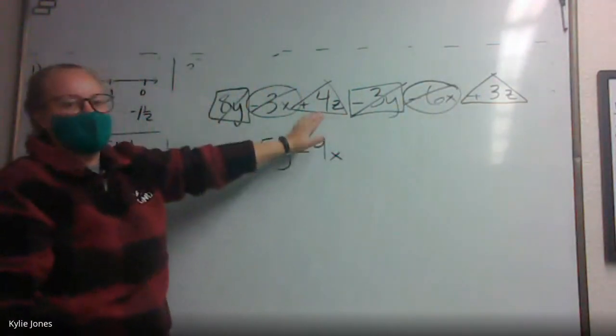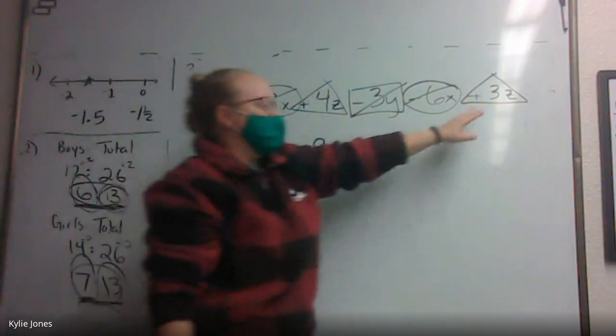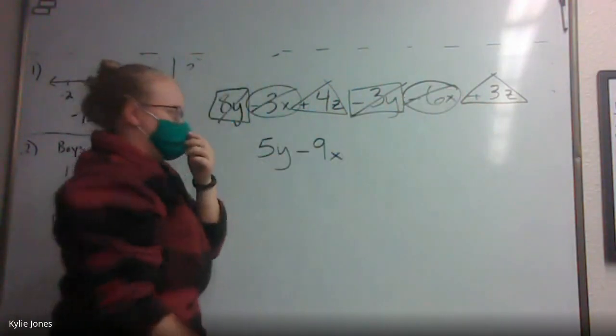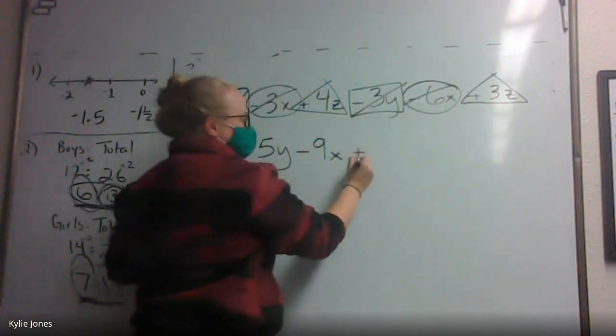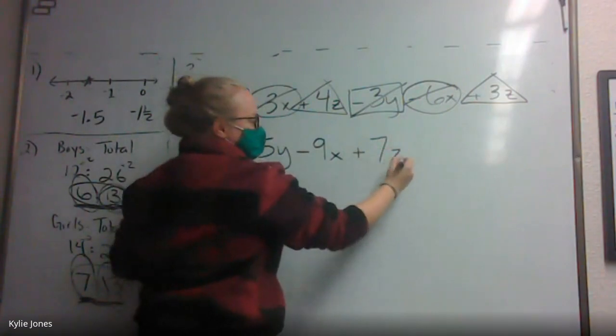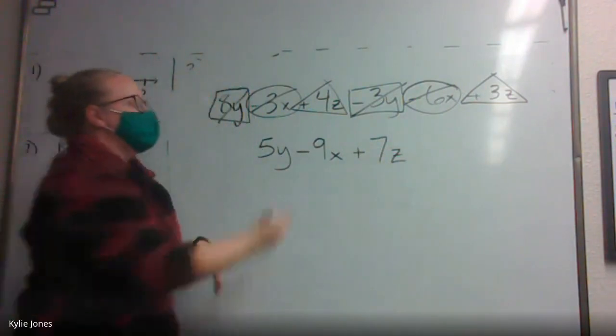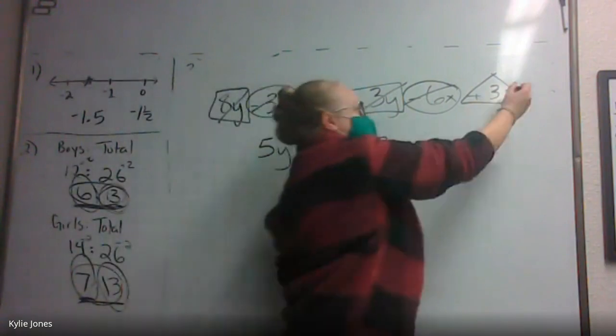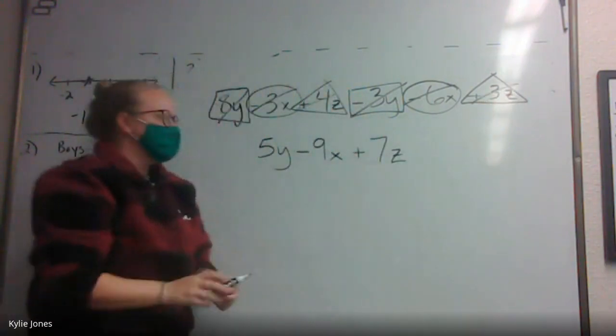Now we can do the z's. We have a positive 4 plus 3. So what's 4 plus 3? 7z. So you just got to be careful.